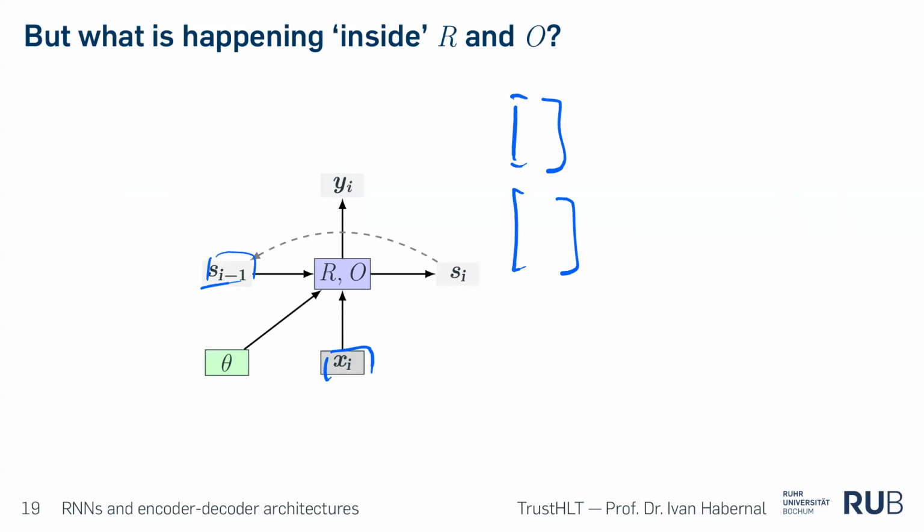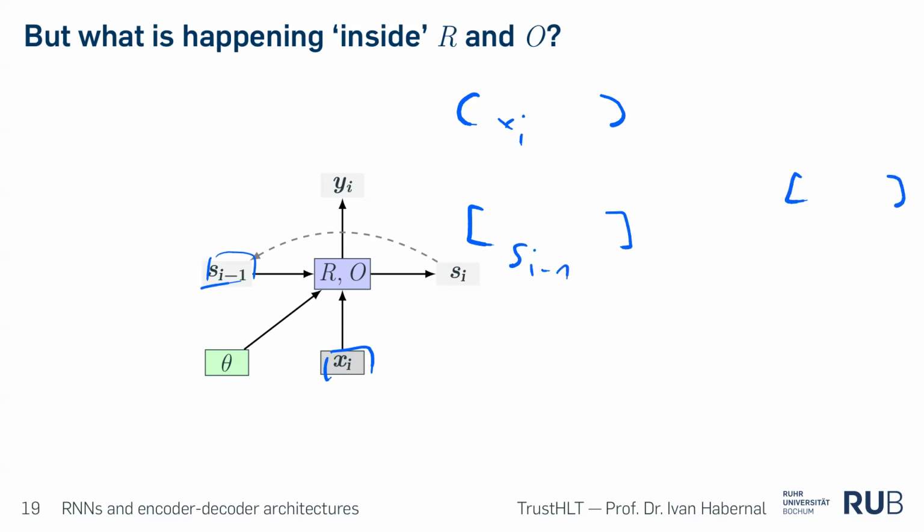Let me do just row vectors because we're working with row vectors. So we have x_i, we have s_{i-1}, and we want to produce, for example, y_i. How do you go from one vector to another vector? You cannot change the dimension by adding them, and these have different dimensions. That's a fair baseline, but it won't fly.